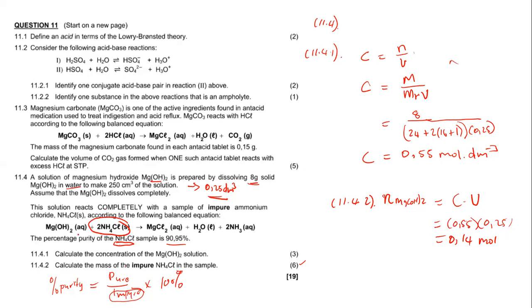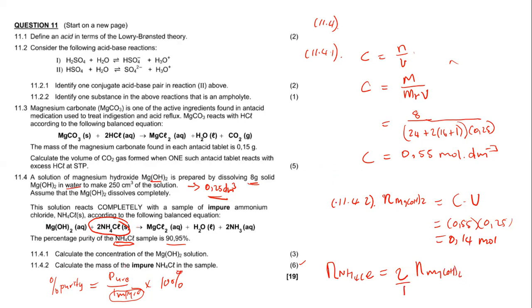But I do not need the number of moles of this; I need the number of moles of the other substance so that I can determine the pure mass. According to the balanced chemical equation, I want the number of moles of NH4Cl. How many moles do I have there? It's 2. Which number of moles am I going to use? The number of moles of magnesium hydroxide, which is only 1.